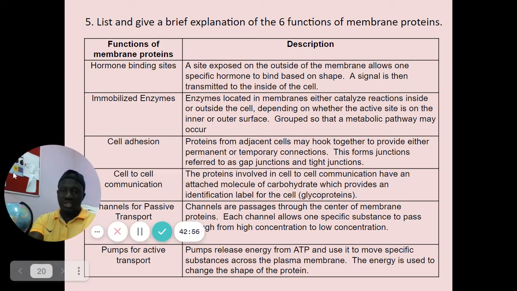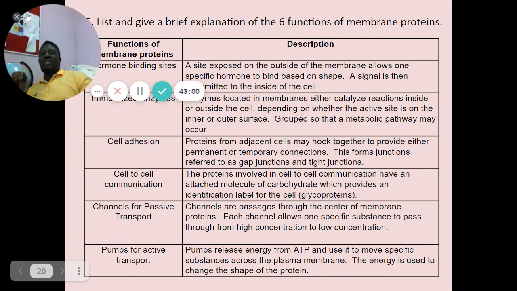Then the other one is communication. We have cell-to-cell communication, whereby one cell asks, are you part of us? Yes, I'm part of you. I have the same identification protein like you do. In many cases, we use this in immunity and in different other ways. For example, the proteins involved in cell-to-cell communication have an attached carbohydrate molecule, which provides an identification label for the cell, the glycoproteins. So proteins with carbohydrate attached, which we call glycoproteins, have the role of cell-to-cell communication and identification to prevent destruction.